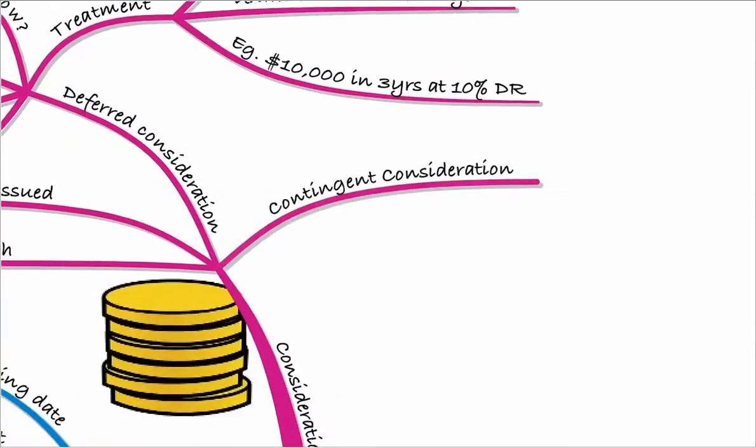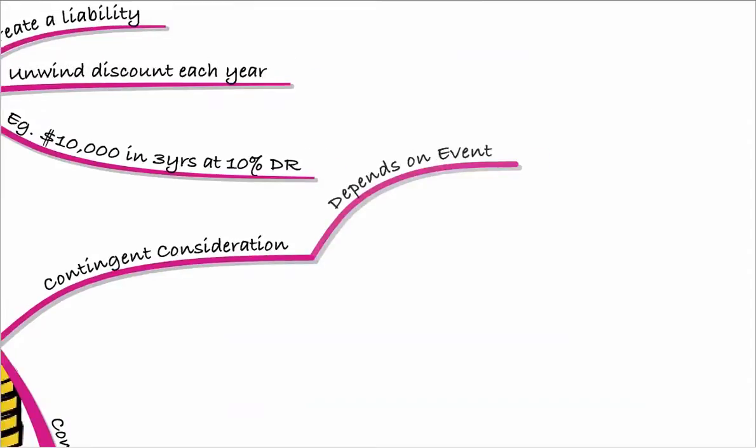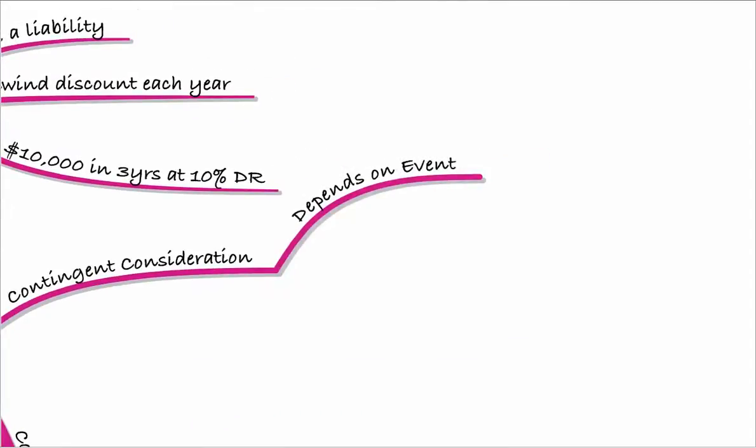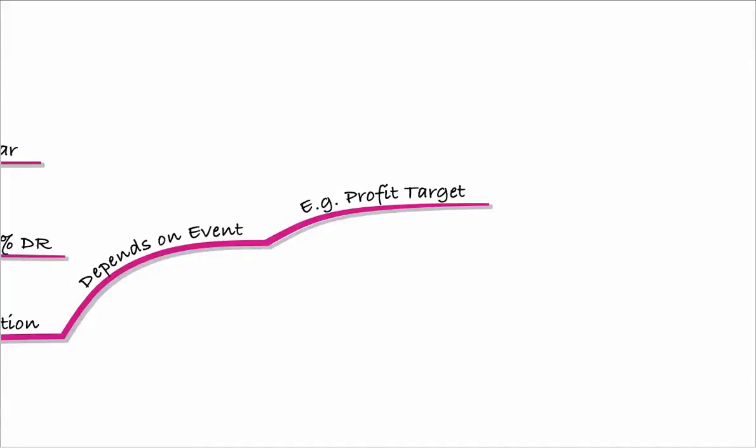We also then looked at contingent consideration. Remember, this was similar to deferred consideration, except it depended on an event. So we would pay you 10,000 in 3 years if you hit certain profit targets, for example. So it's similar to deferred consideration. We would treat it the same way.